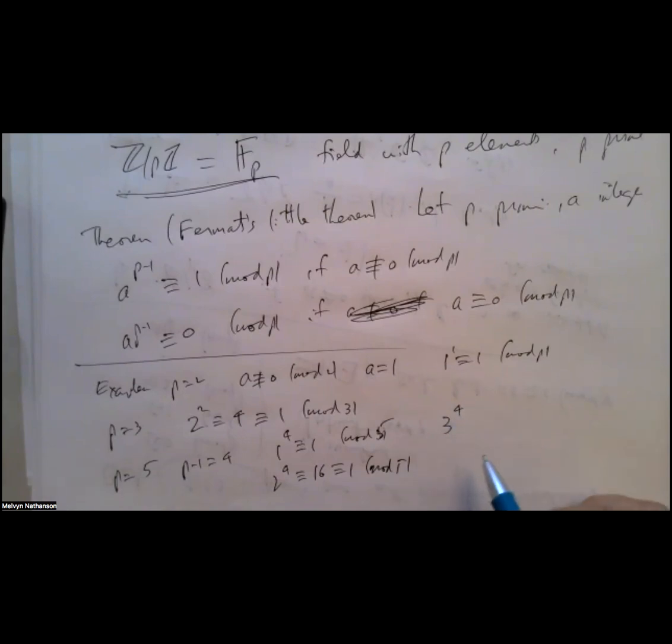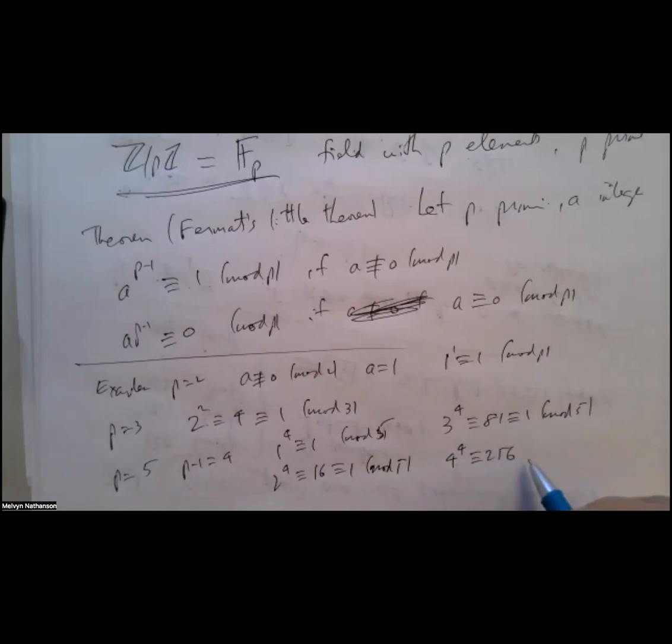What is 3 to the 4th? 3, 9, 27, 81. 81 is congruent to 1 mod 5. 81 minus 1 is 80, which is 5 times 16. What about 4 to the 4th? Let's see, 4, 16, 64, 256. 256 is congruent to 1 mod 5, because 256 minus 1 is 255.